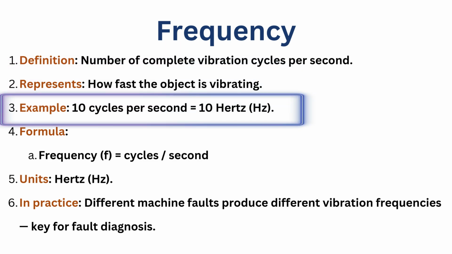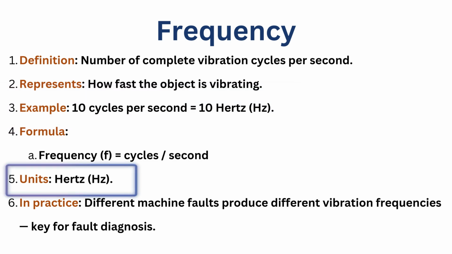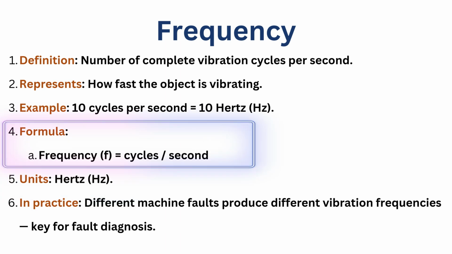Let's take one example of frequency. If a motor shaft completes 10 vibration cycles in 1 second, what will be the frequency? It's very simple, the frequency will be 10 hertz. What is the unit of frequency? You can just use hertz, or you can also use CPS. Don't get confused between cycles per second and cycles per minute. Cycles per minute is also known as the RPM of your machine, and cycles per second is equal to hertz, that is how many cycles the machine has completed in 1 second. That is known as hertz, right?